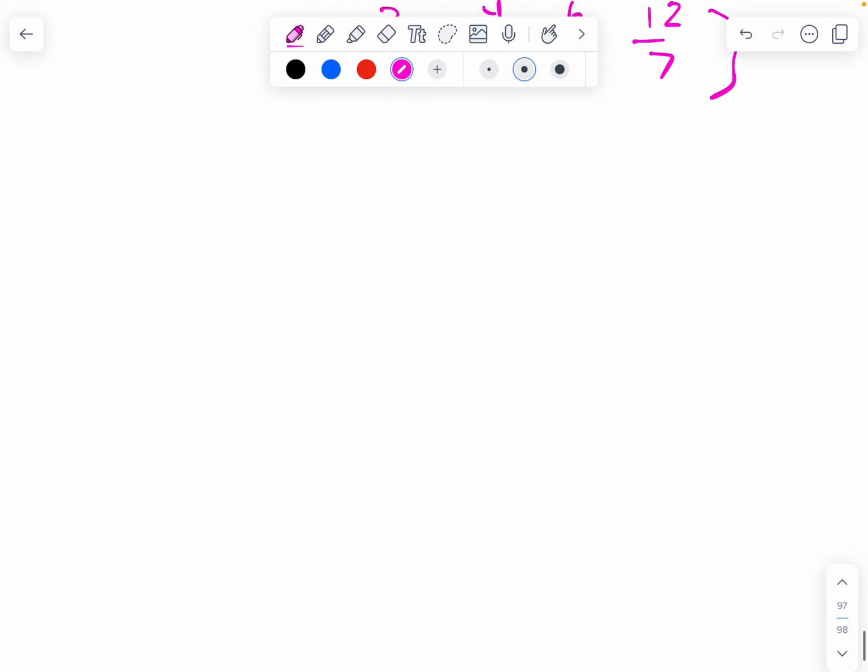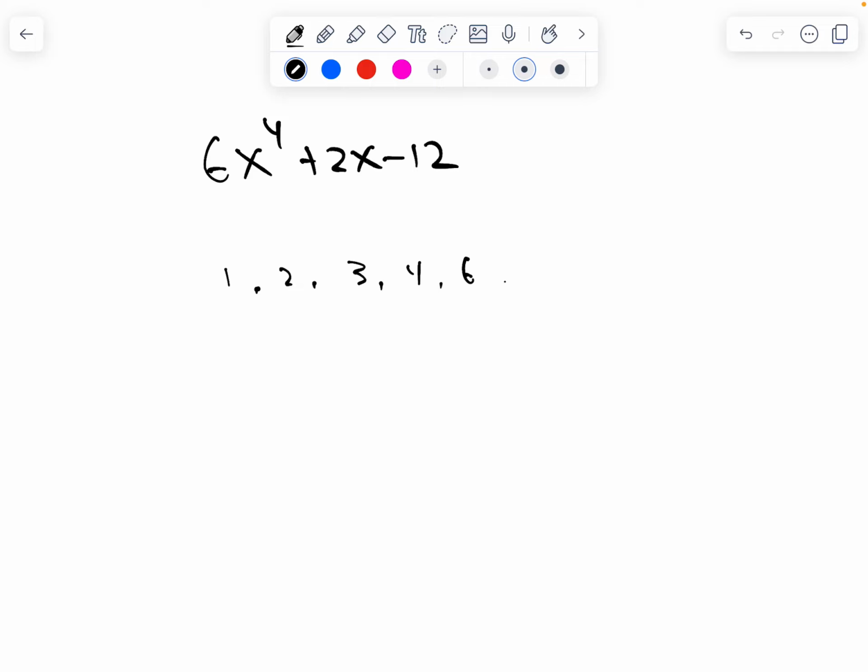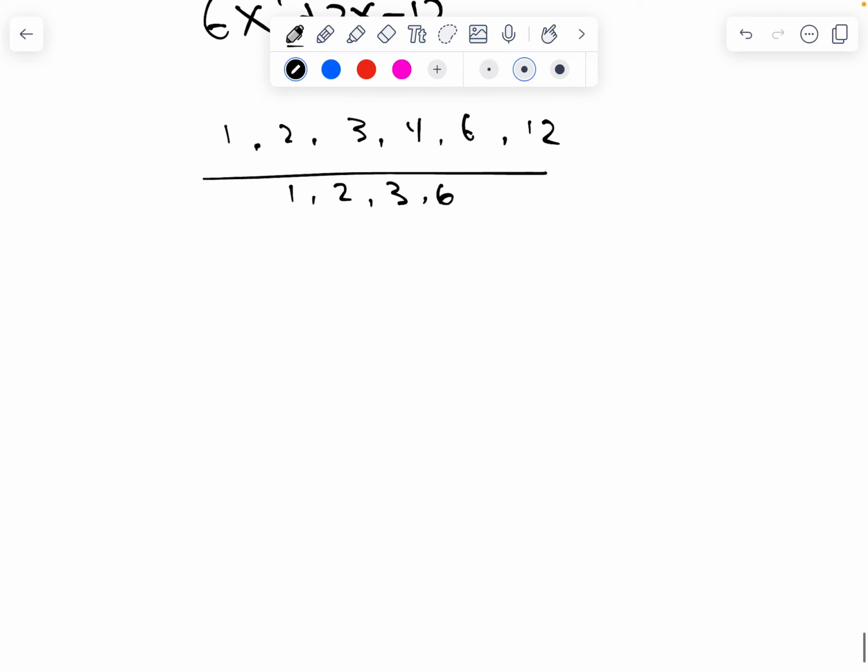All right, number 7, again, rational roots question. It's saying you have 6x to the 4th plus 2x minus 12. It says list all the rational roots. So factors of 12: 1, 2, 3, 4, 6, 12. Factors of 6: 1, 2, 3, 6. So brace yourself. Have a nice snack, maybe something sustaining, maybe with oats or something, because you got to use your energy on this one.